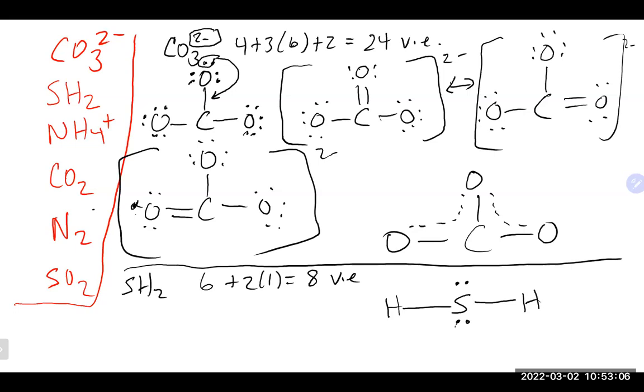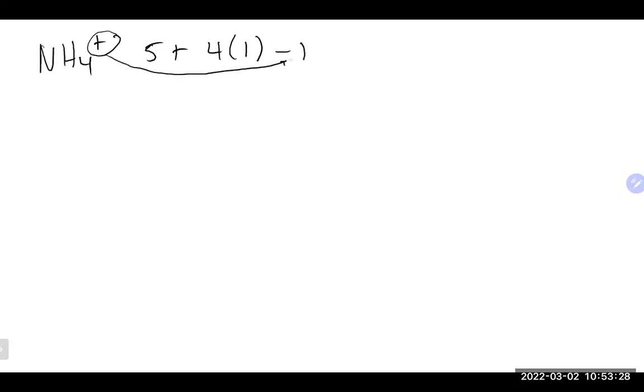Okay, rolling into the next one, which is NH4 plus. Nitrogen is group 5, and there are 4 hydrogens each at 1. In this case, we have a positive charge, which means it lost electrons, so we need to subtract because of that positive charge. That gives us 8 valence electrons here as well.